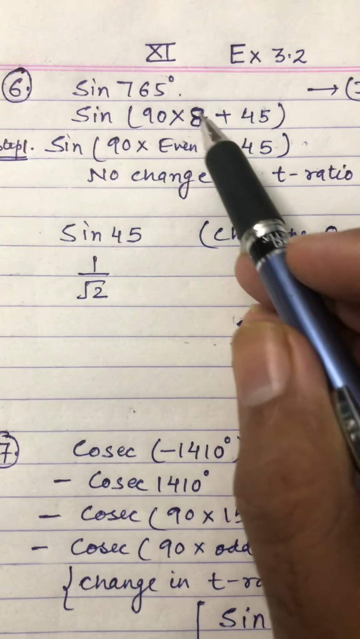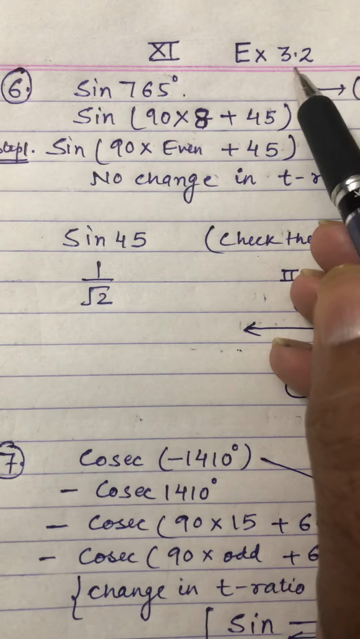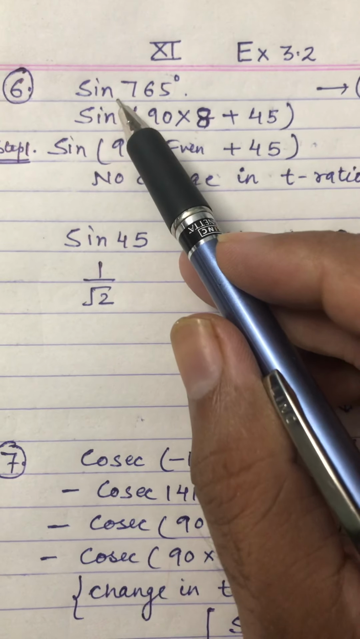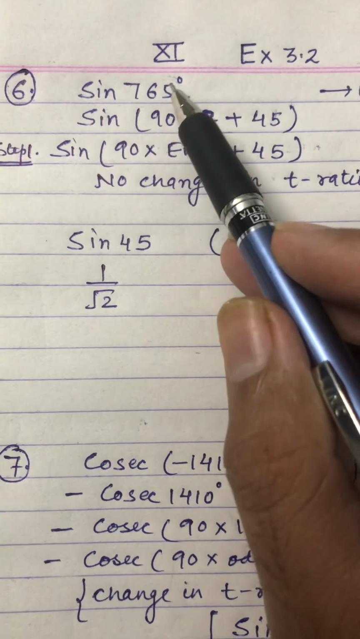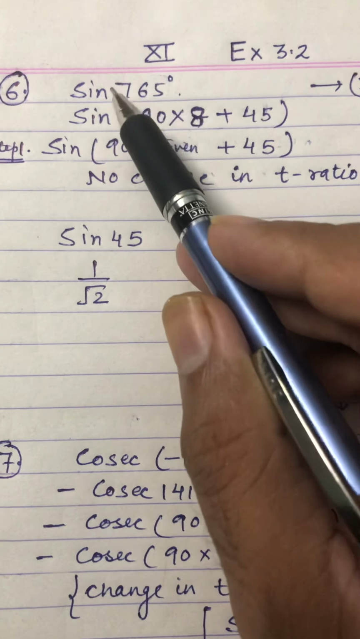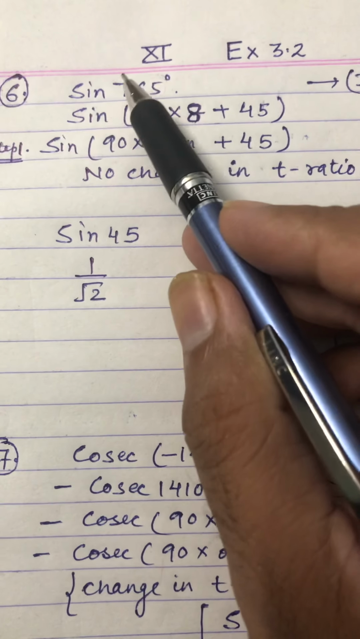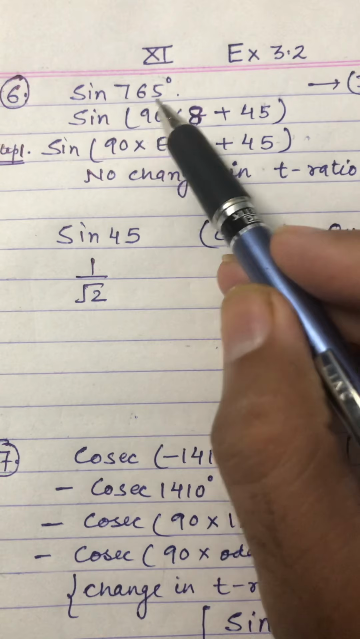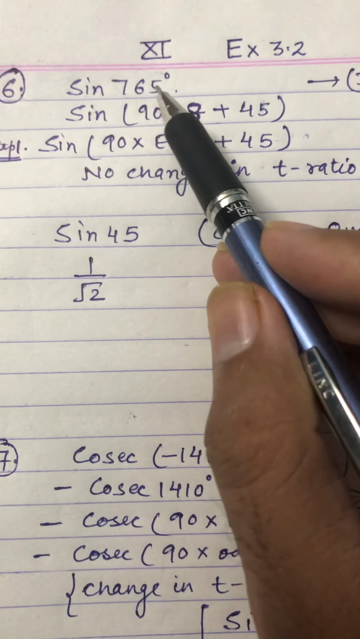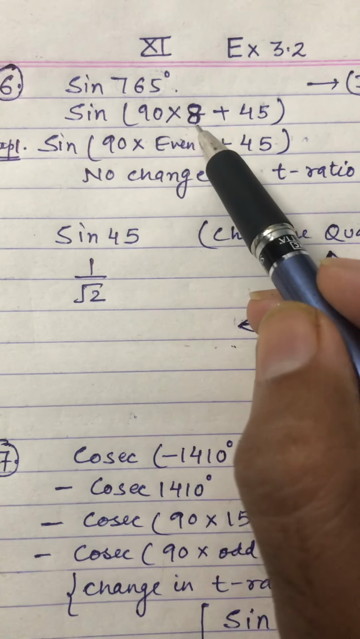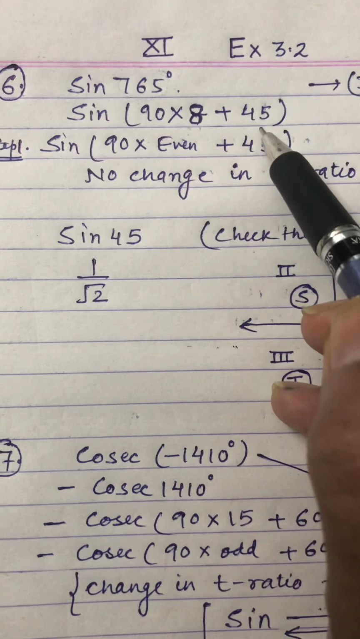Today we'll start question number 6 of exercise 3.2. The question is: find the value of sine 765. Now, how do we find the value of sine 765? First, we have to divide this particular value by 90. When you divide 765 by 90, you will get the quotient as 8 and the remainder as 45.